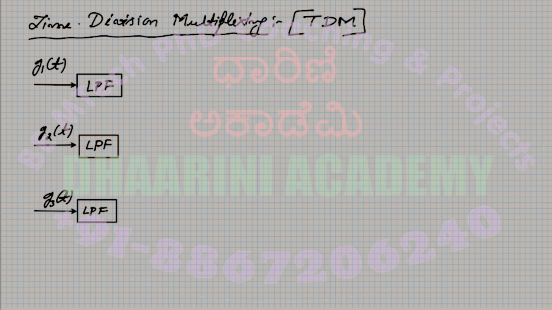But I have to select the signals one by one, so at a given point of time I'm allowed to select only one signal. How do I do that? I will use a specific part called a commutator. There is a requirement of a part called a commutator. A commutator is denoted by a structure like this, which is the standard representation of a commutator. It connects to one of them at a given point of time.